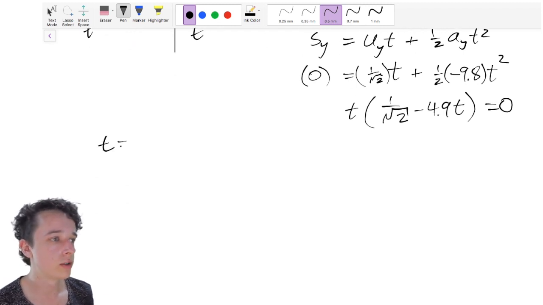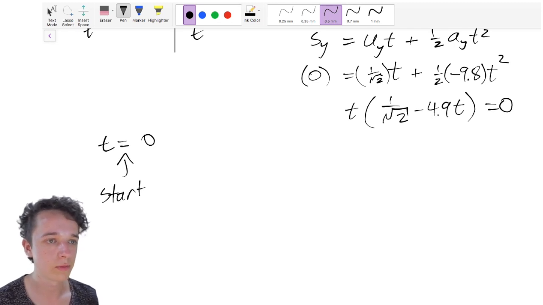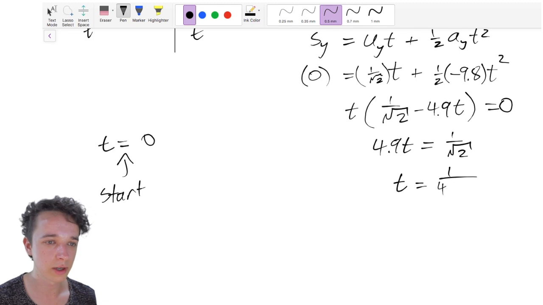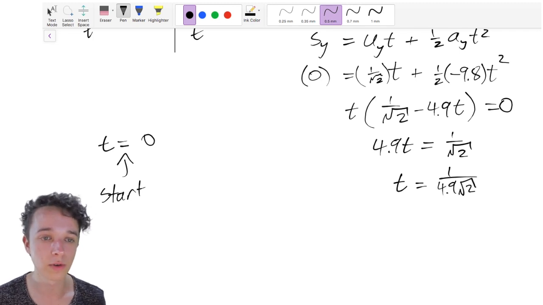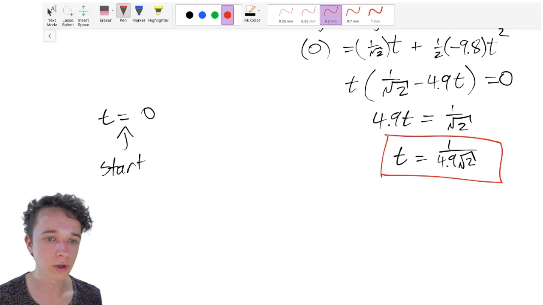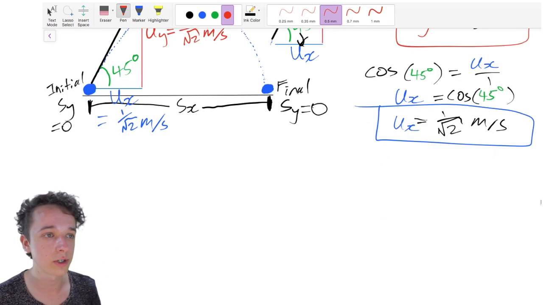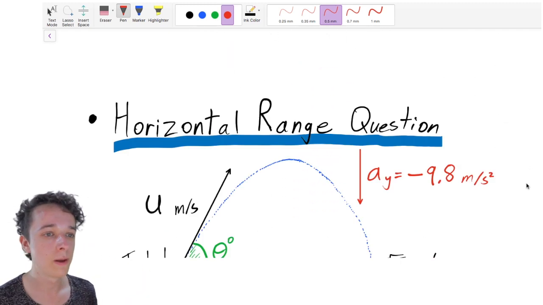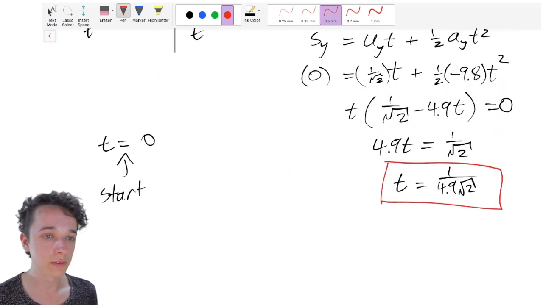So t equals 0, that's the start, so it's useless to us. And then we're left with 4.9t. I'm just going to speed through this a little bit faster because you've seen me do this before. 4.9 multiplied by t is equal to 1 over root 2, and t is equal to 1 over 4.9 multiplied by root 2. Now I'm not going to evaluate that because I want it as an exact value, because that's not my final answer. In the previous question, we were trying to find the flight time, so I did turn it into a decimal approximation. But in this question, it's not actually asking for the flight time, we're just using that as a stepping stone to get to the final answer.